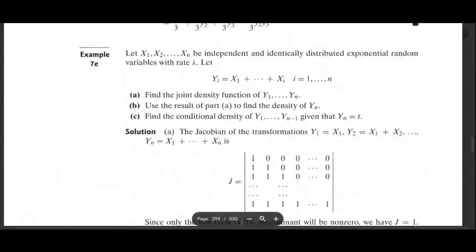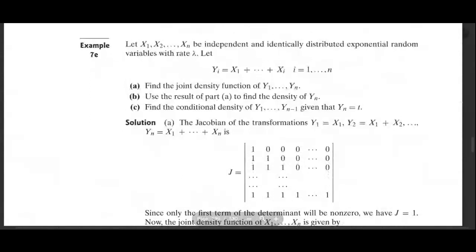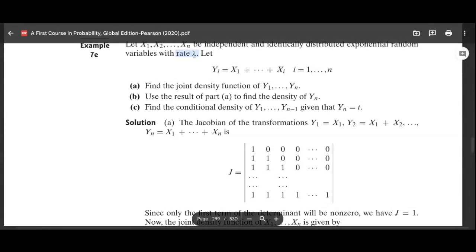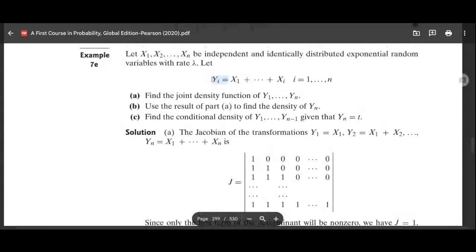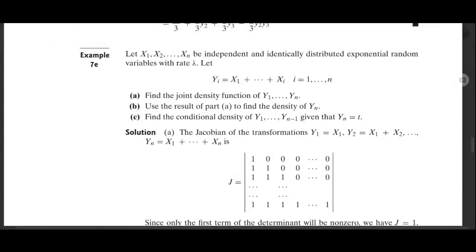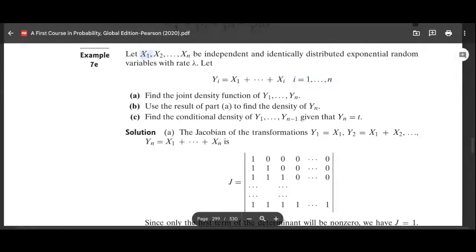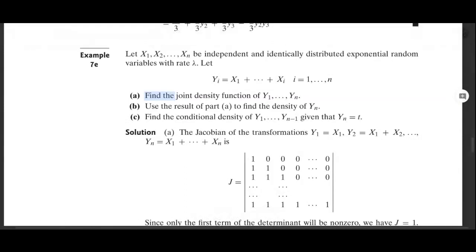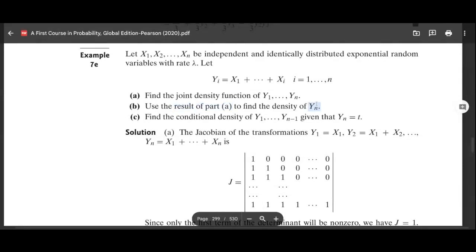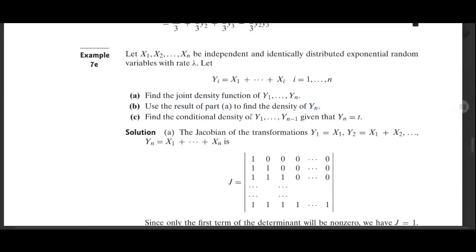Let's see the next example. We have n independent, identically distributed exponential random variables, each with lambda. So yi is x1 add up to xi, and i, of course, goes from 1 up to n because we have n variables. A: find the joint density function of y1 up to yn. B: then use A to find the density function of yn. C: then find the conditional density of y1 up to yn minus 1, given that yn is some number.